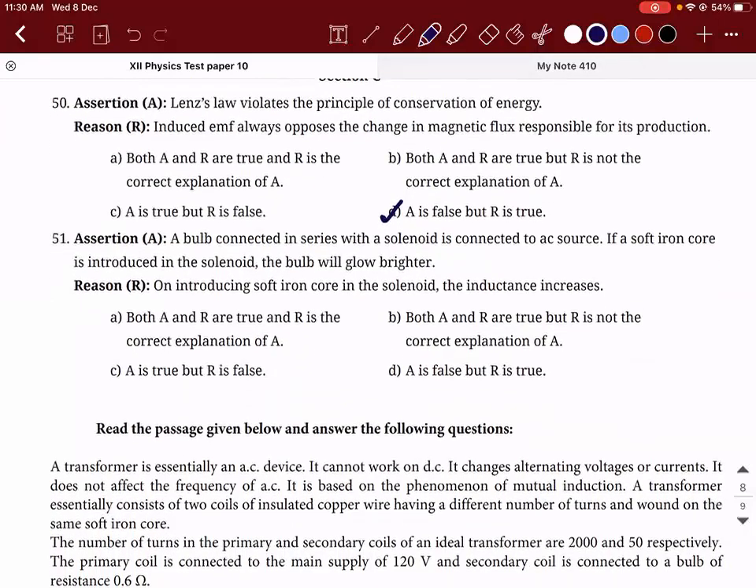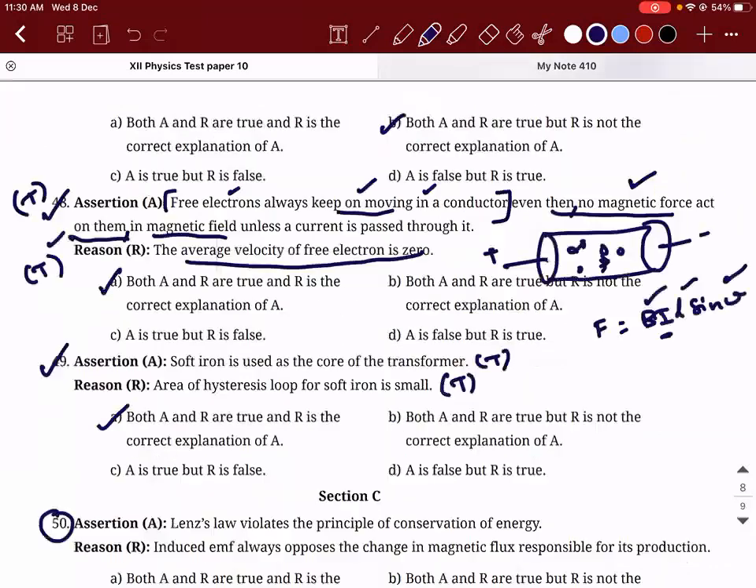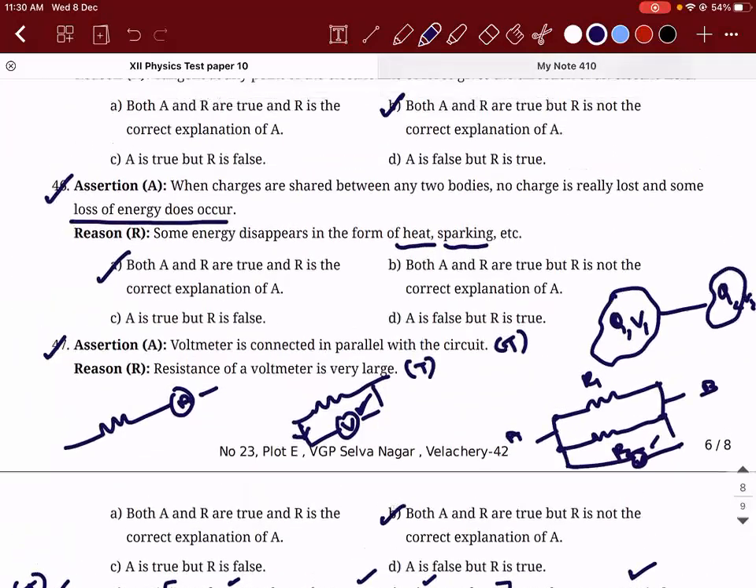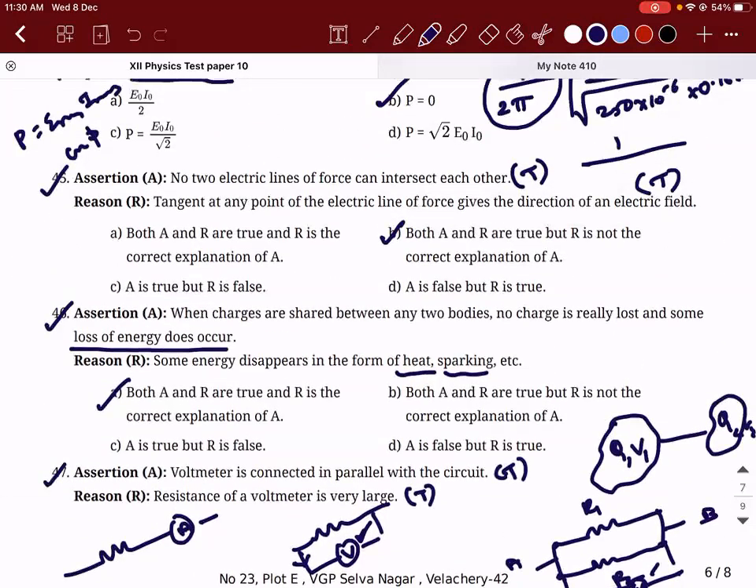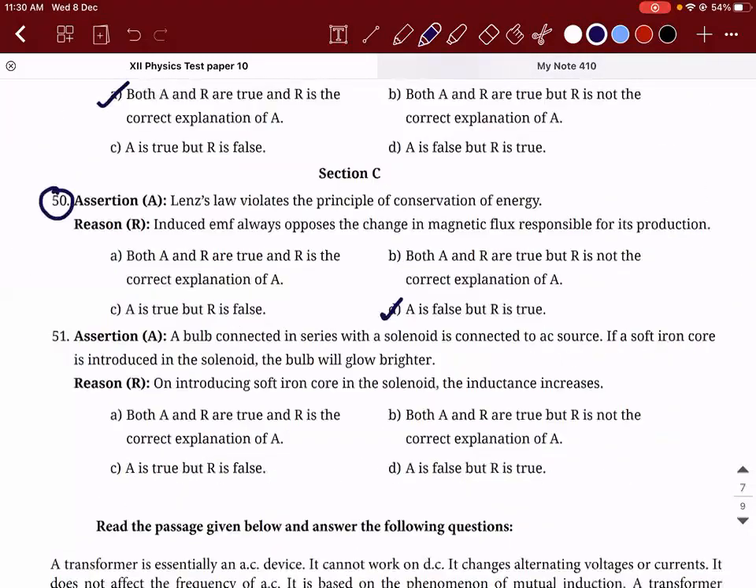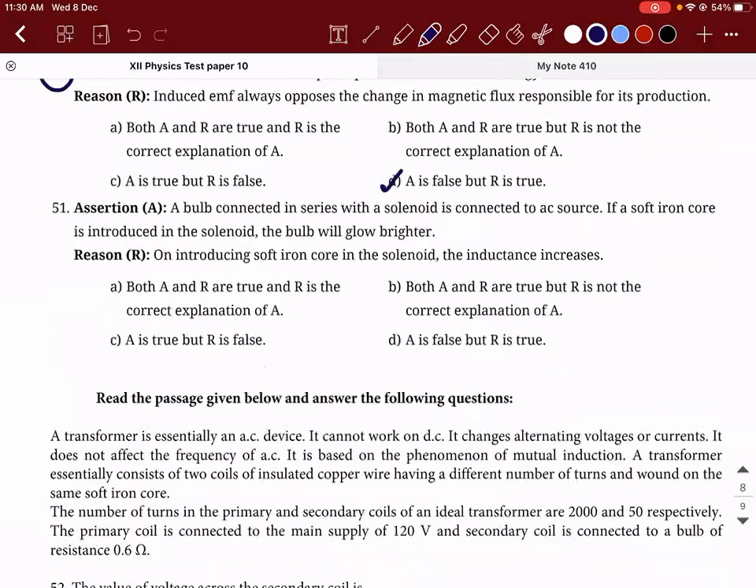51st. A bulb is connected in series with a solenoid. One minute. So there is a bulb connected in series with the solenoid, connected to an AC source. If soft iron is introduced into the solenoid, the bulb will glow brighter. Is that right? False. Why?